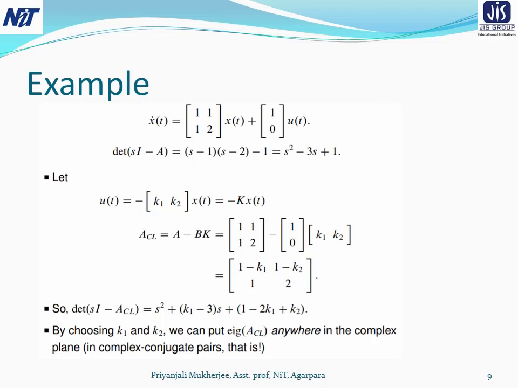plus K2. Now we can choose the values of K1 and K2, and we can put the roots of the A_CL anywhere in the complex plane, and that method is known as pole placement. So by using the state feedback matrix K, we can put the eigenvalues of A_CL anywhere in the complex plane according to our requirement.